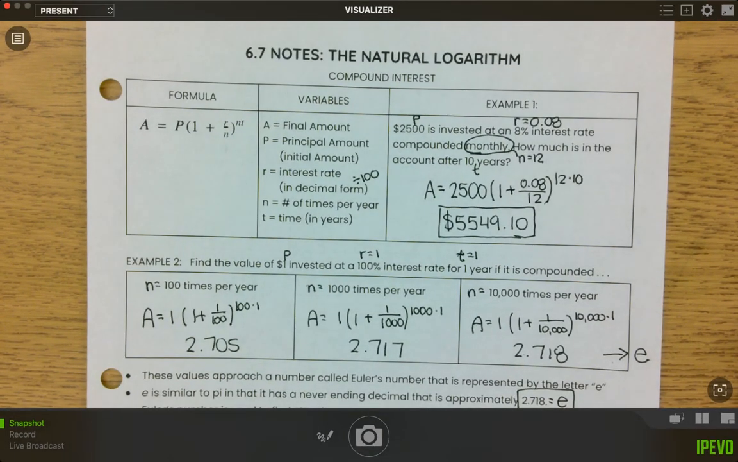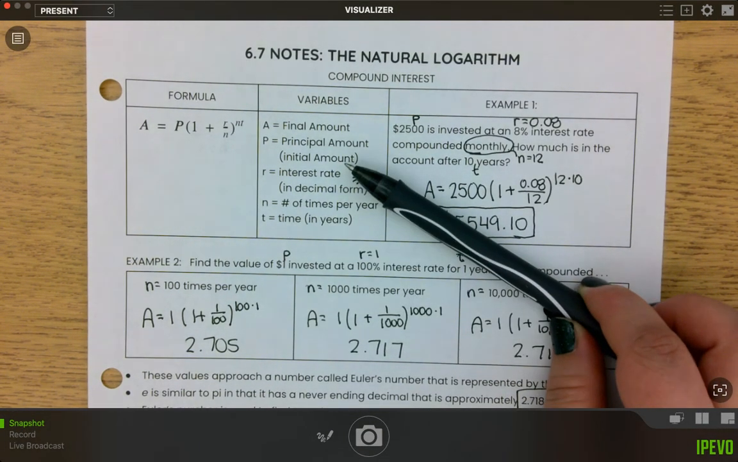Hey guys, we are finishing up our 6.7 notes, so you should already have this front side filled in, and we're getting ready to do the back side.